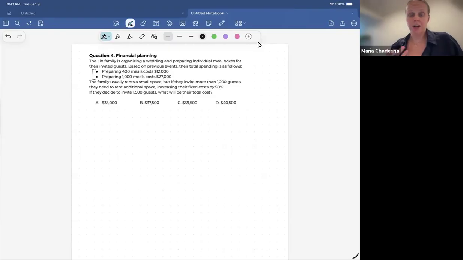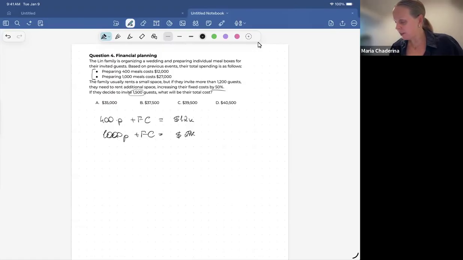So what I'm going to do is write down the equation for the total cost twice, one for 400 meals and one for 1,000 meals. And I'm going to denote by P the per unit cost, the variable cost. So 400 units times P plus some sort of fixed cost that we will figure out later is going to be 12,000, will cost 12,000 to prepare, and 1,000 units times P plus fixed costs is going to cost 27,000 to prepare.